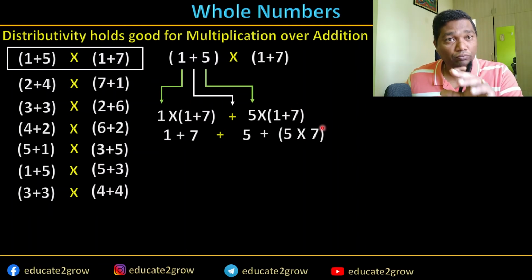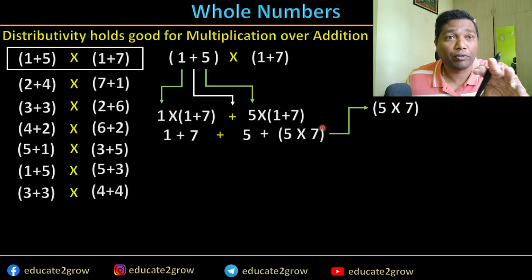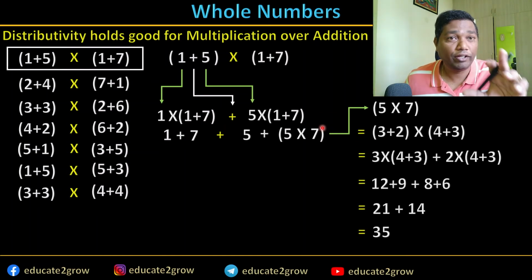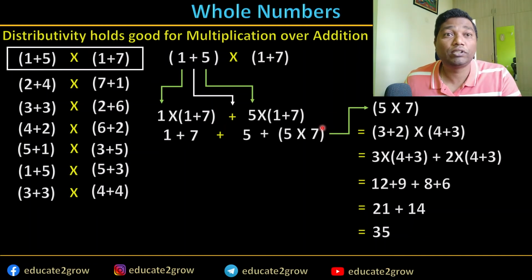This is once again a number. I'm trying to distribute this 5 into 7 separately. Let us see how exactly. This is 5 into 7. I'm doing the distribution property once again. You see, this is how 3 plus 2 equal to 5, agree, into 4 plus 3 equal to 7. See the answer. It gives 35. This 35, I'm going to put it here, and let me simplify this one.